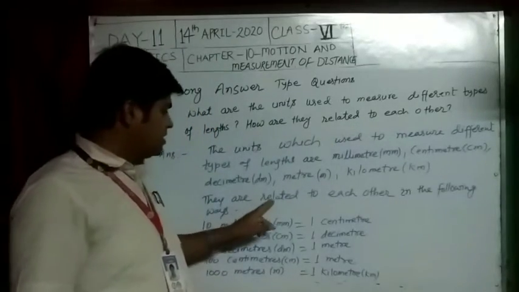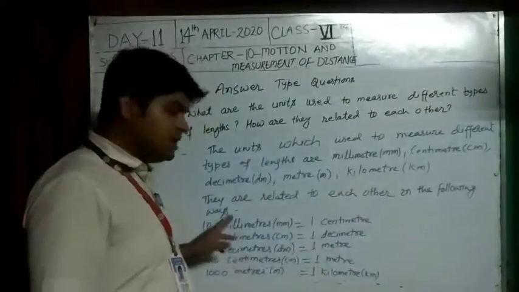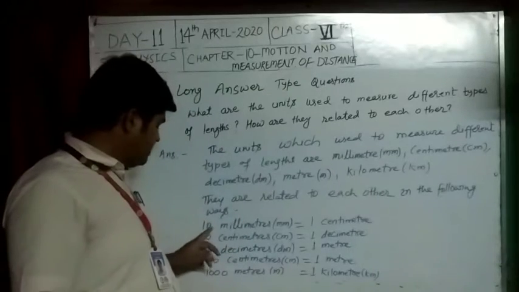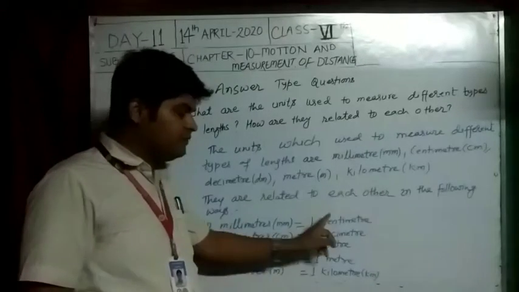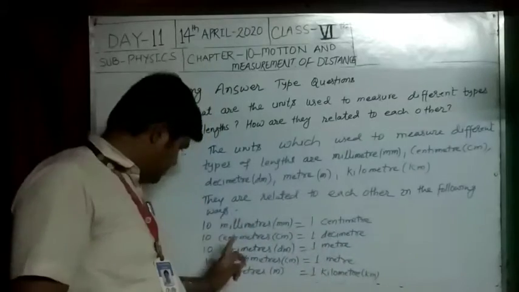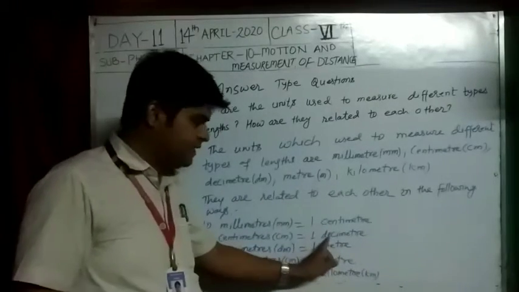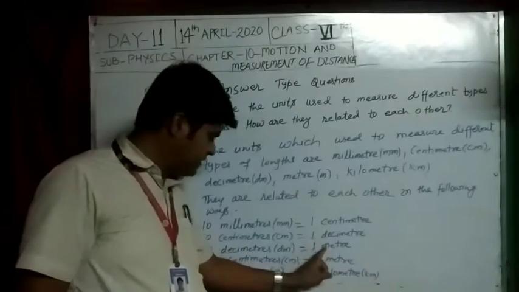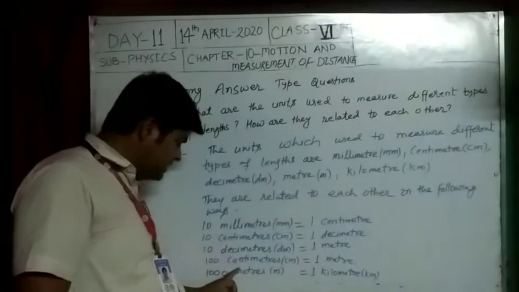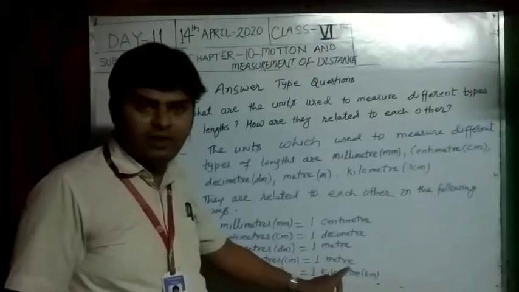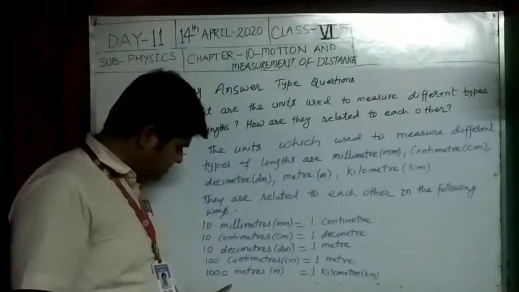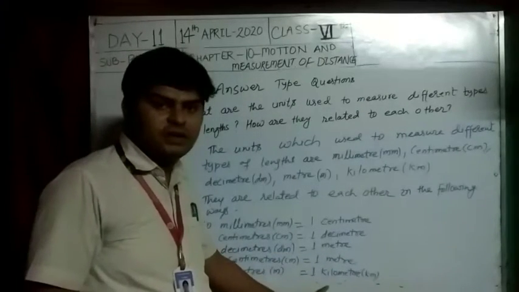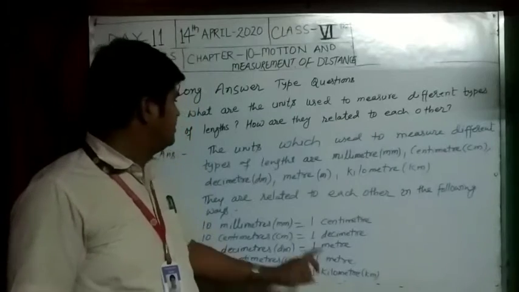They are related to each other in the following ways. 10 millimeter is equal to 1 centimeter. 10 centimeter is equal to 1 decimeter. 10 decimeter is equal to 1 meter. 100 centimeter is equal to 1 meter. 1000 meters is equal to 1 kilometer. Now let us see question number 2.